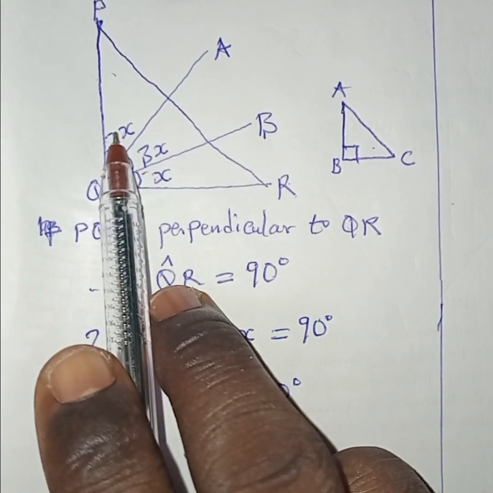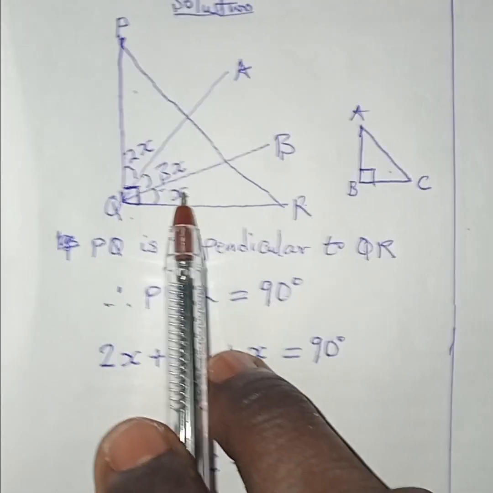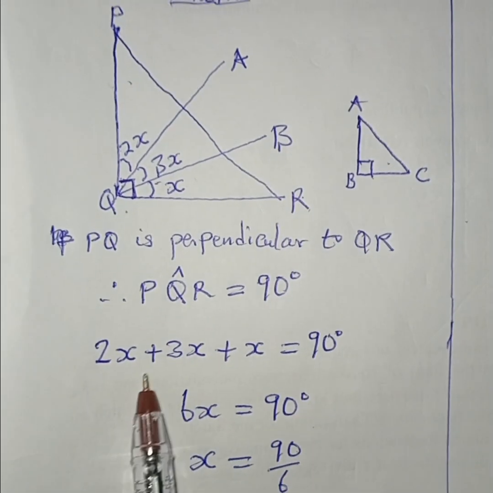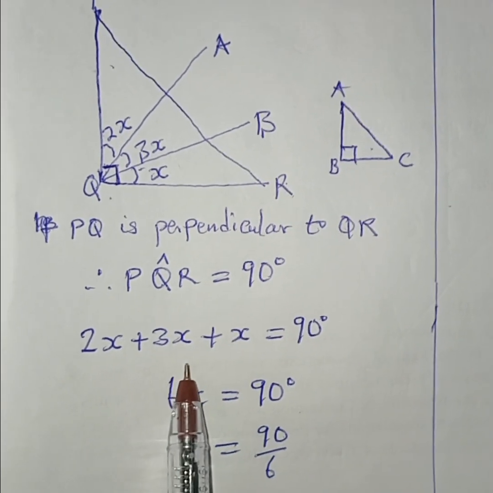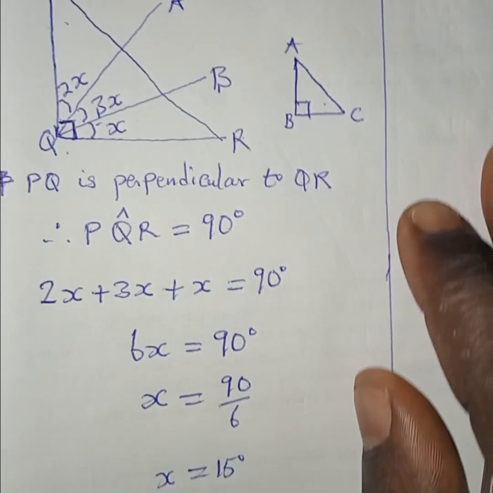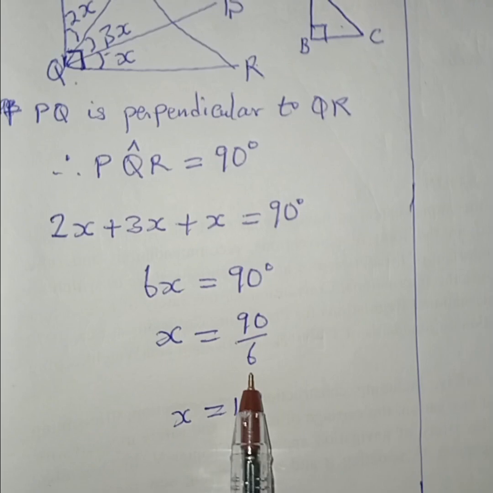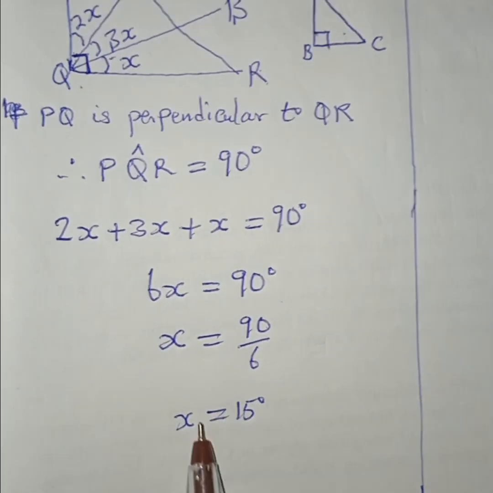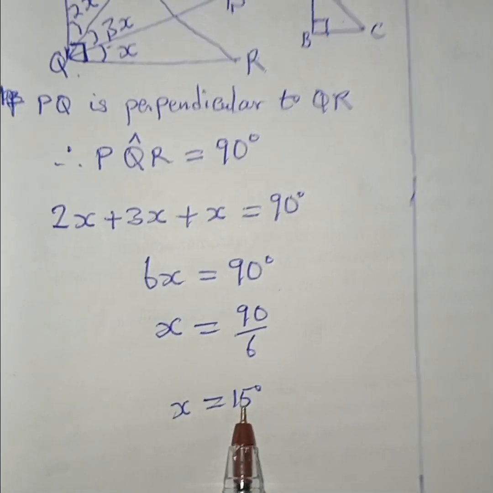Therefore, you will sum 2x plus 3x plus x equal to 90 degrees. So 2x plus 3x plus x will give you 6x equals 90 degrees. Therefore, 90 degrees all over 6 will give you 15 degrees. So our final answer is 15 degrees.